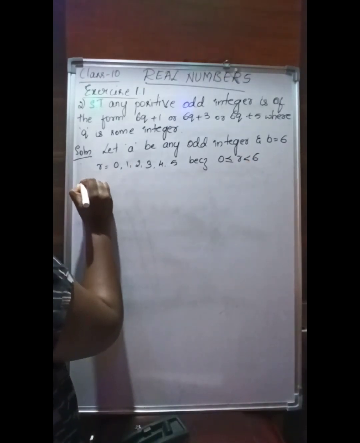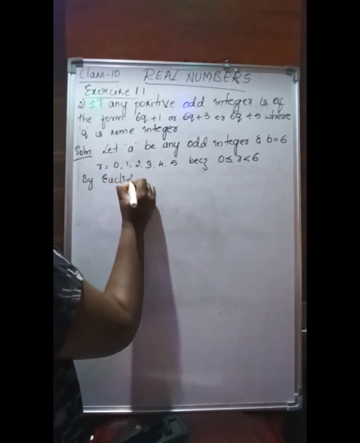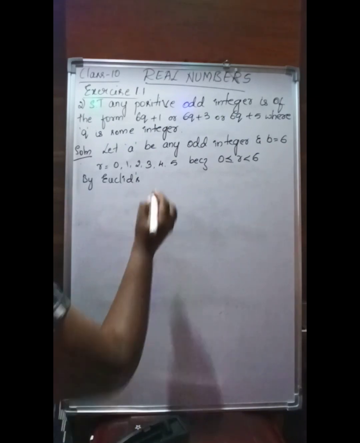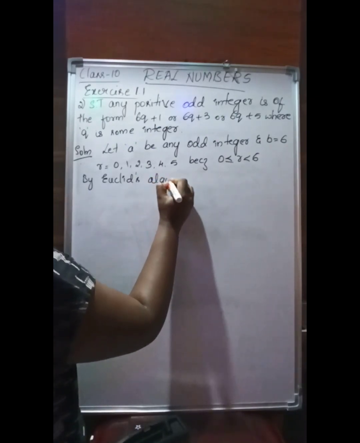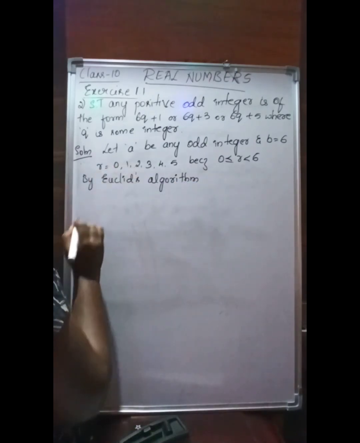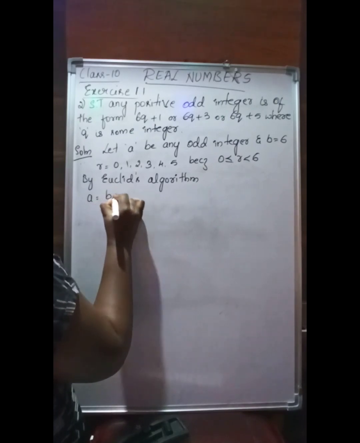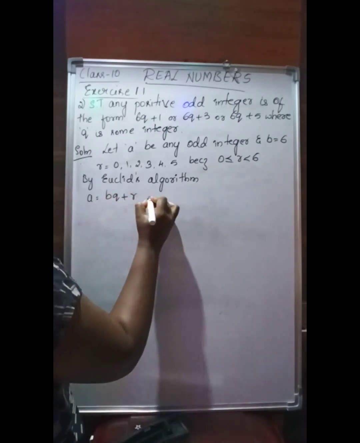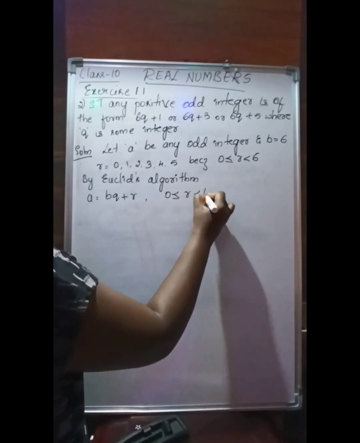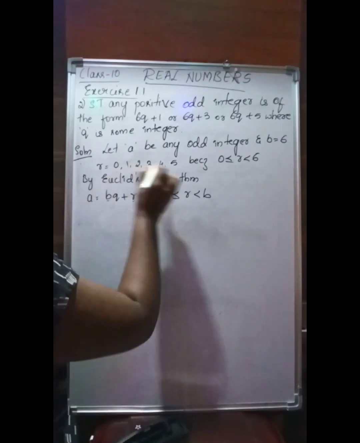Now by Euclid's algorithm, substitute the value of R in the Euclid's equation, that is A equals BQ plus R. This is the standard equation where R is greater than or equal to 0 and less than B. So consider B equals 6 and R equals all these values.